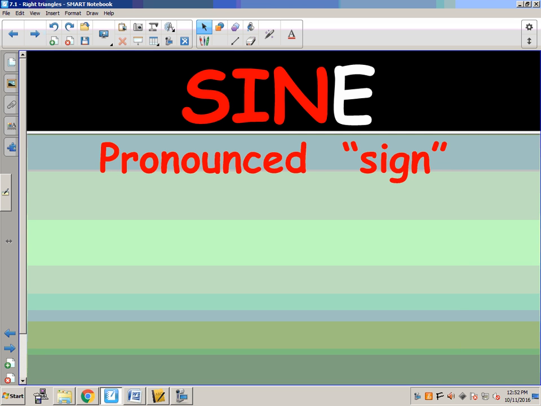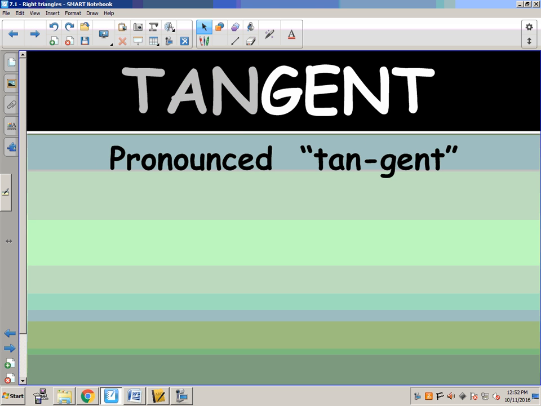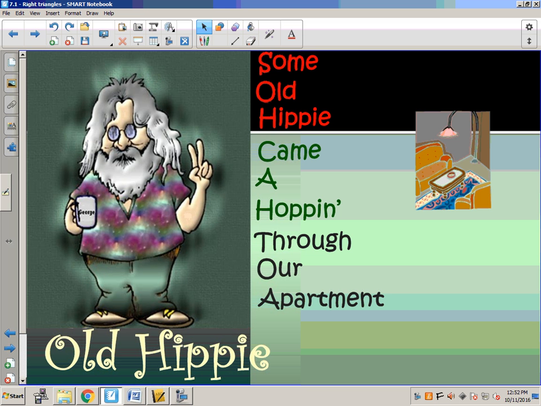Here's sine, and here's cosine, and here's tangent. You guys already learned SOHCAHTOA. I assume we don't need to go over SOHCAHTOA, but here's a fun little way to remember SOHCAHTOA. I didn't make these, but I'm amused by it.